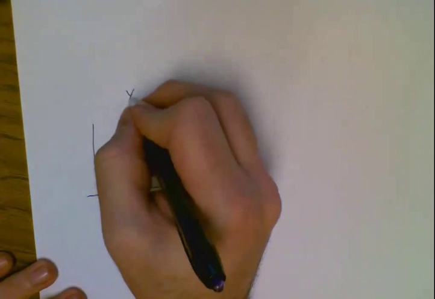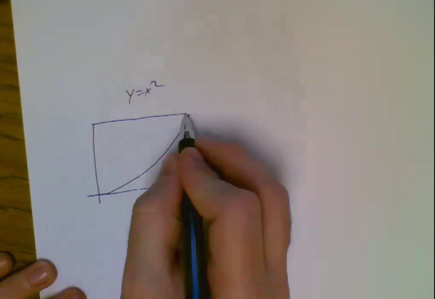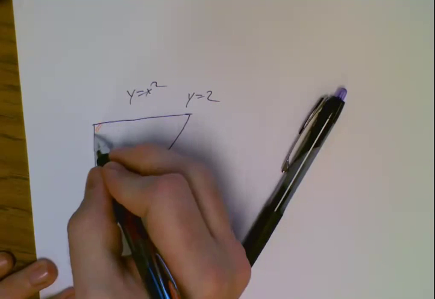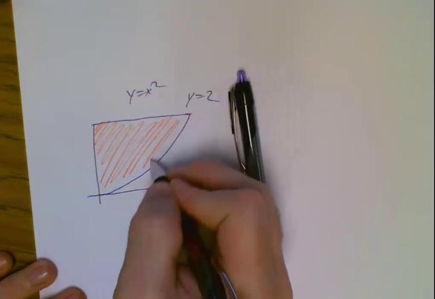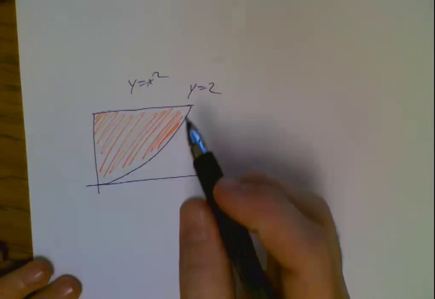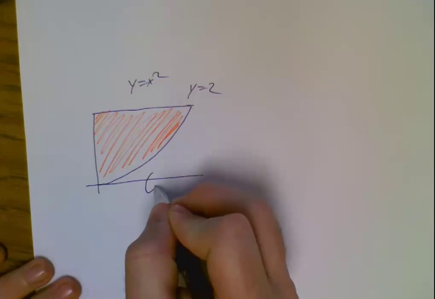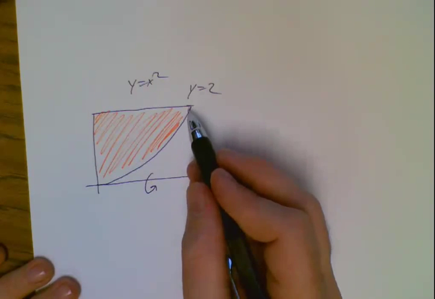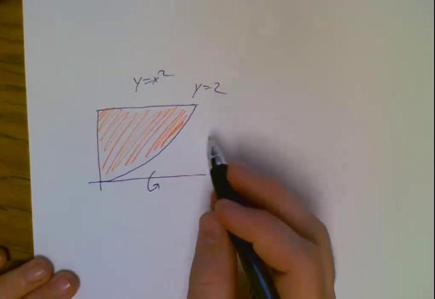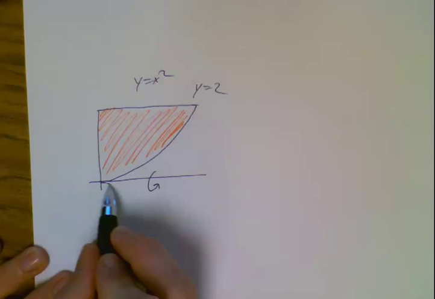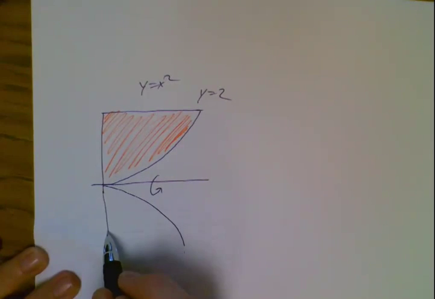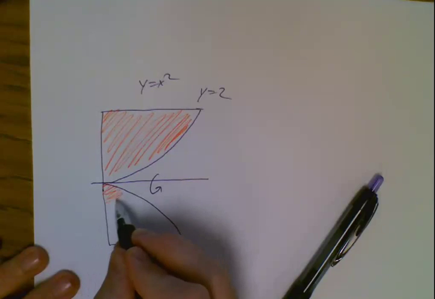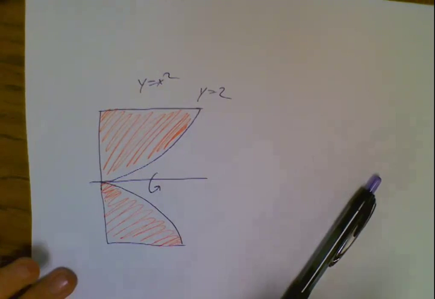y equals x squared, y equals 2. Same region, but this time we're going to revolve it around the x-axis. So back to the x-axis, but the problem with this is the region is different, so it's going to look a little funky. So I'm going to do my same strategy. I'm going to reflect, shade it in, and try to get a look at this thing.